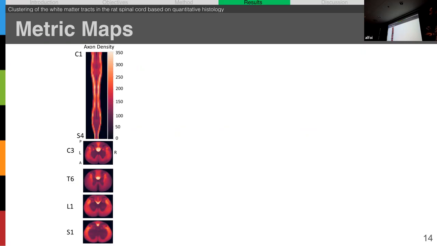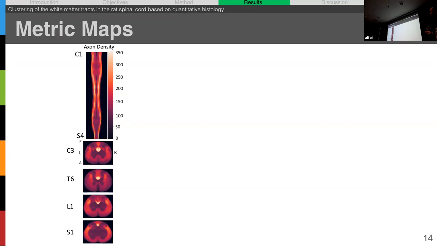If we look at the results, these are the metric maps that I was talking about. We have the six metric maps, but in this example you'll see we have everything from the entire spinal cord length, C1 to S4. This is for the axon density, and then we have example axial slices across for C3, T6, L1, S1.